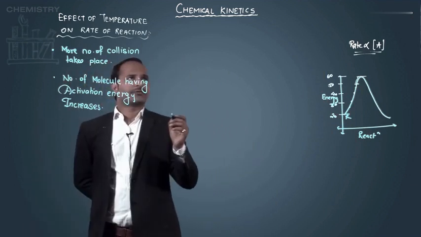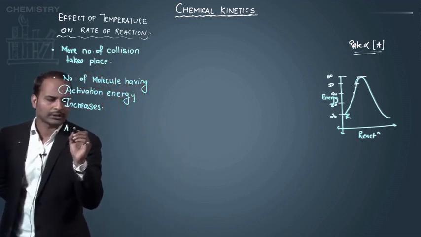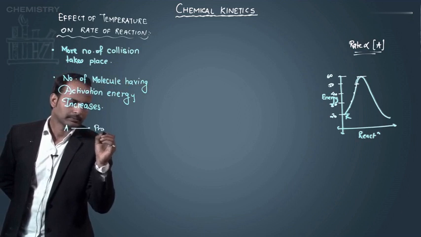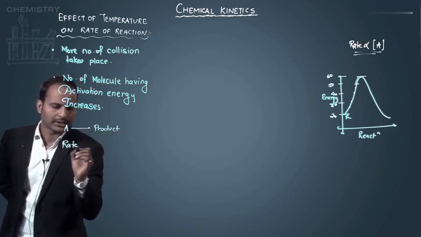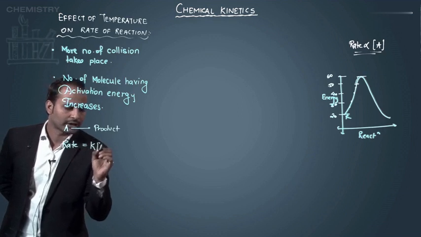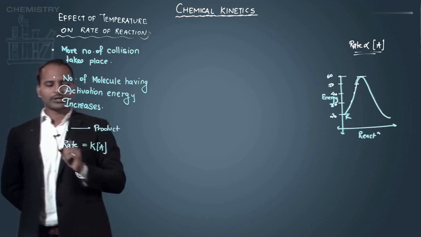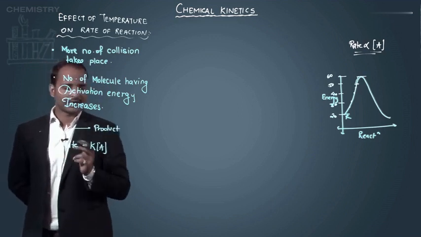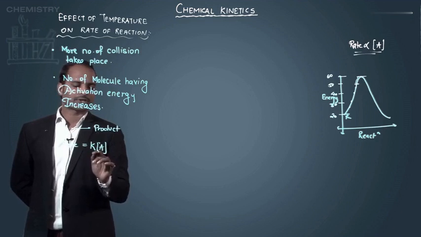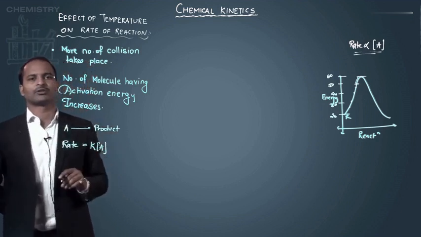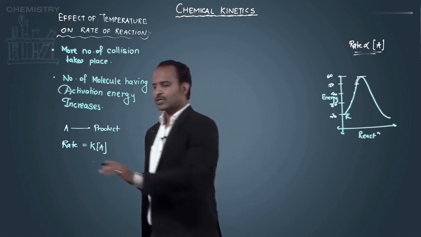Now suppose I have an equation like A giving product, and if I'm writing its rate law, the rate law is going to be rate equal to K into the molar concentration of A, let the reaction be first order. Now, if I'm increasing the temperature, I said the rate of reaction increases. Why does the rate of reaction increase? Now see, if I'm increasing the temperature, the concentration of the reactant will not increase. The concentration of reactant will remain constant. But still the rate is increasing.